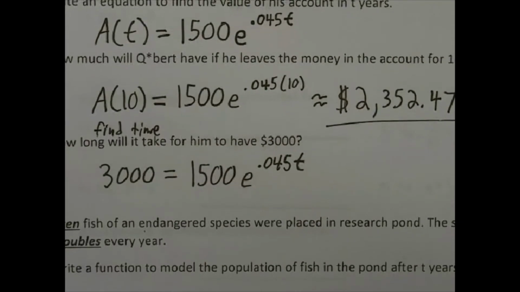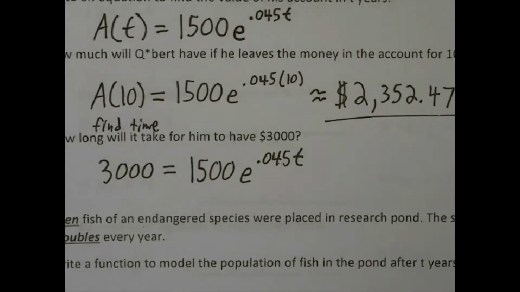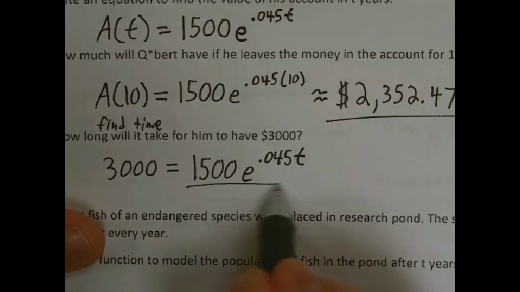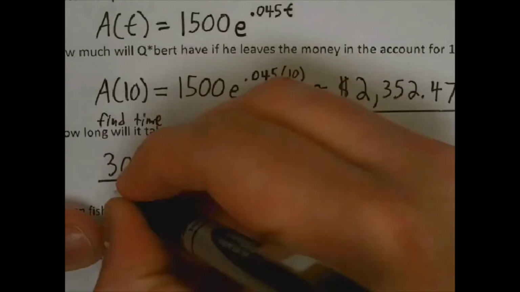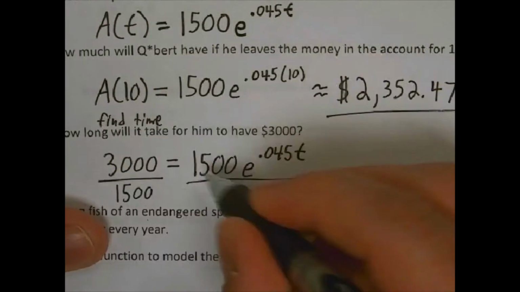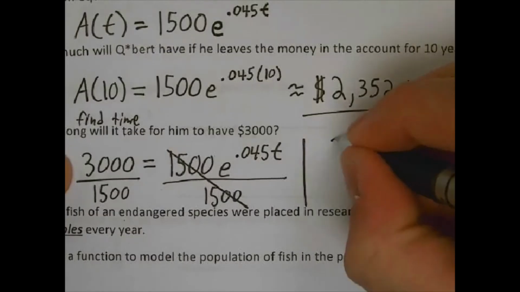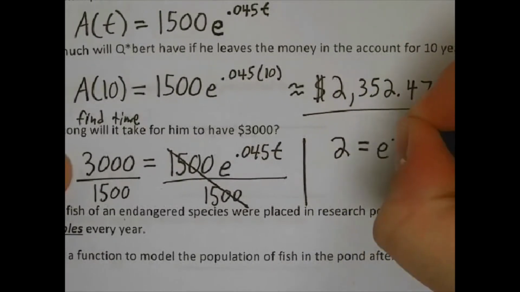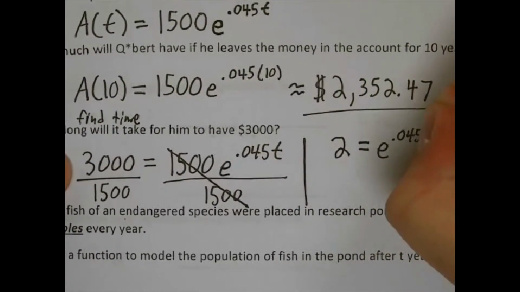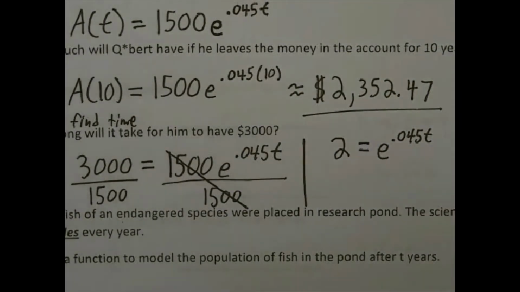Okay, I'm going to go through each step in order to solve. Please take good notes on this. Ready? Here we go. The first thing I can do is take this and divide by 1,500. If I divide by 1,500, this will cancel. And what's 3,000 divided by 1,500? 2 equals E to the 0.045 T. Okay? This is an exponential form.